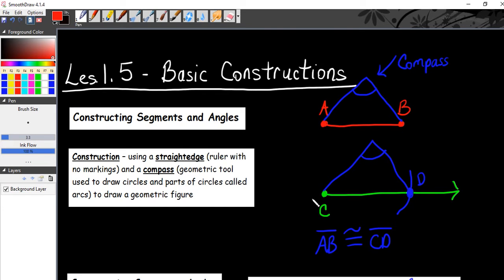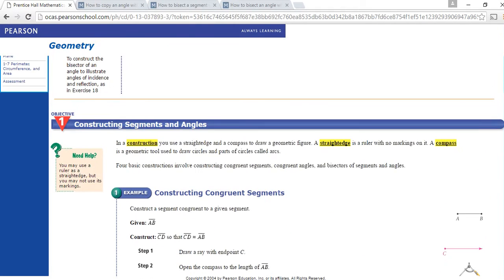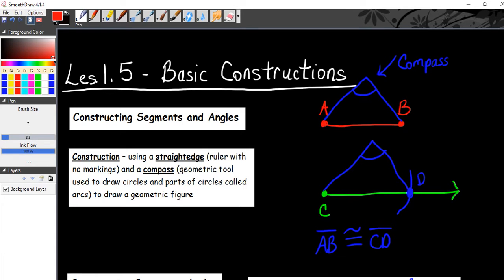What you see on this page is what I want to see in your notes. Just to let you know, when I click over to the book, you don't have to write all of this stuff because it's available online to you, and I put this link in a post on Edmodo for you so you can find the book. Anyway, basic constructions. The first thing we're going to talk about is constructing segments and angles.